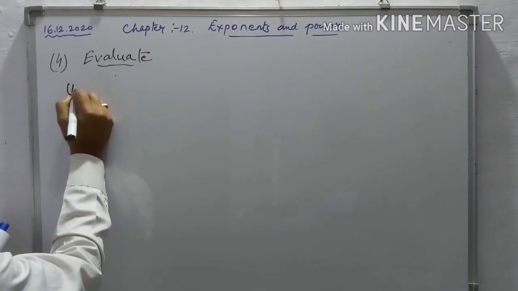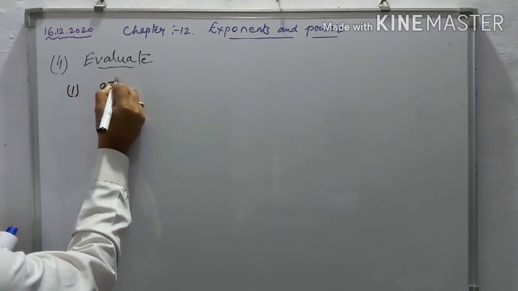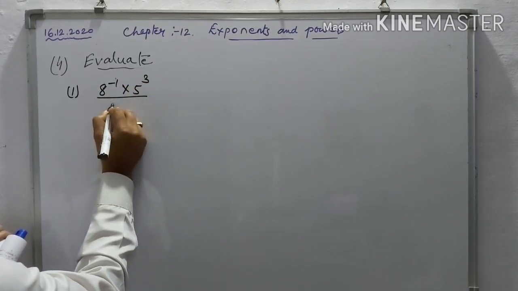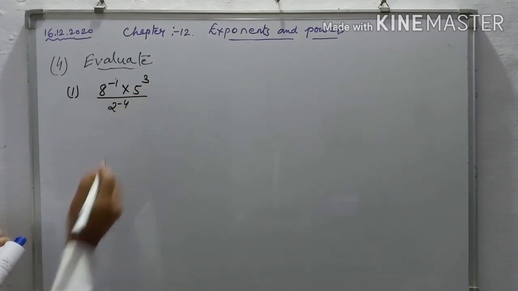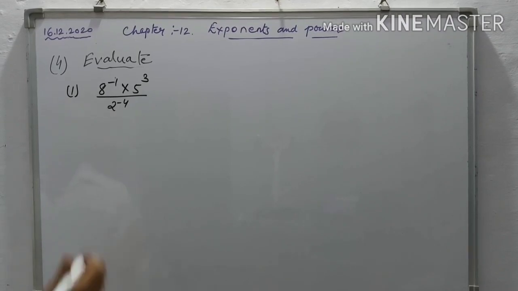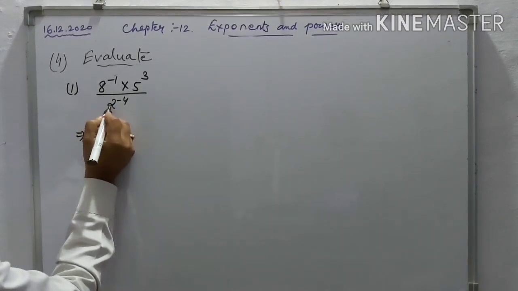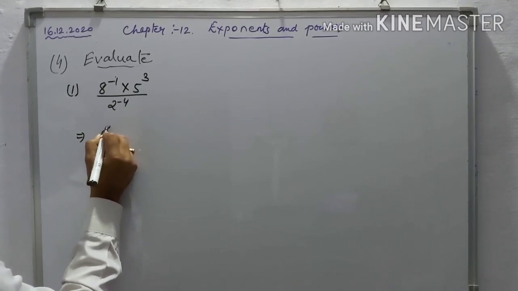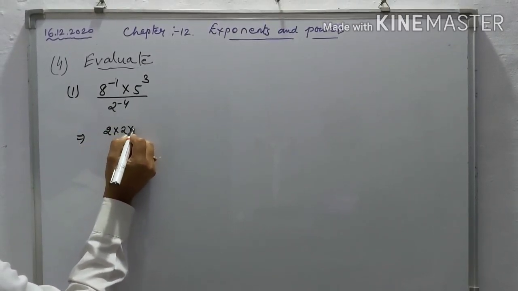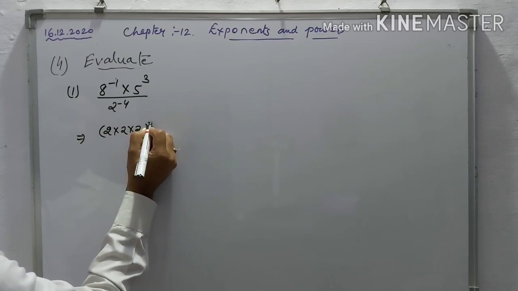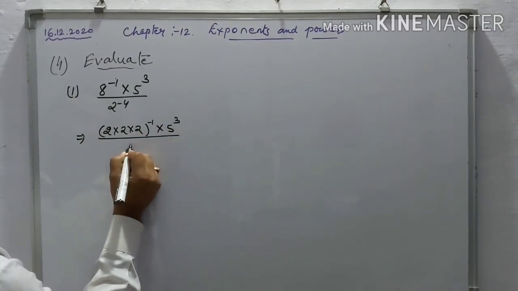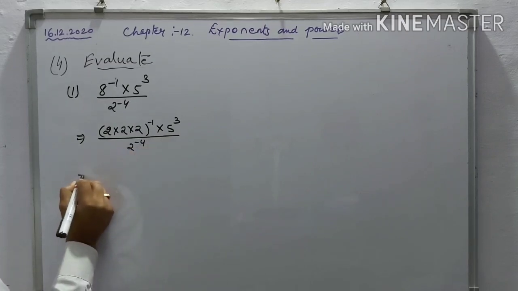So the first question is 8 to the power -1 into 5 to the power 3 upon 2 to the power -4. Okay, here are 8, 2 and 5. 8 will be changed into the form of 2. 8 is changed to 2 into 2 into 2, that is (2 to the power 3) to the power -1, into 5 to the power 3 upon 2 to the power -4.